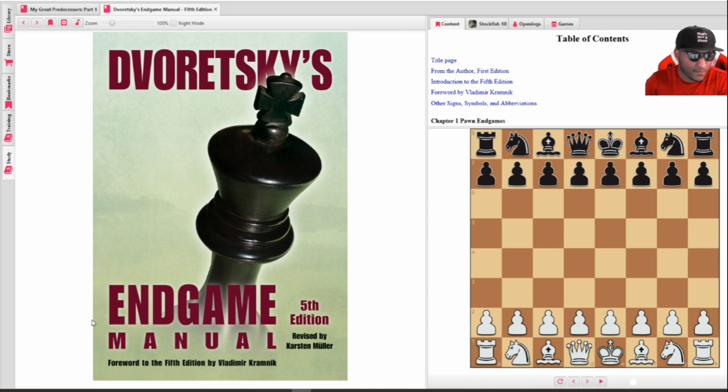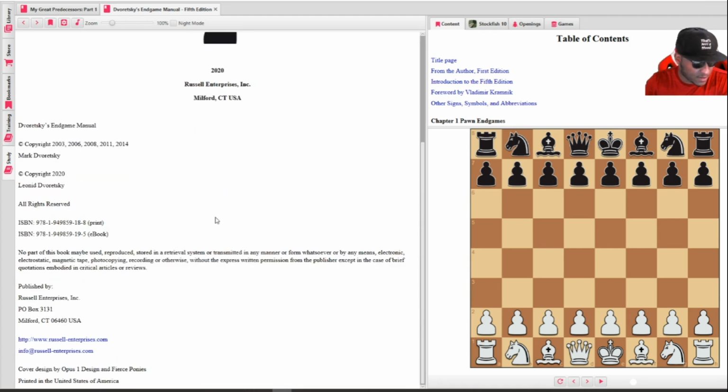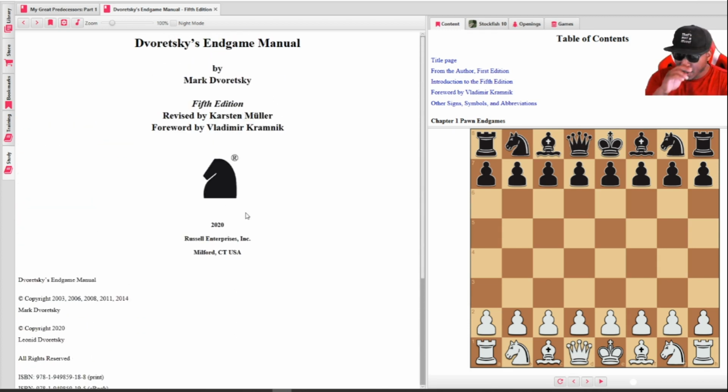So here we go. Dvoretsky's Endgame Manual, 5th edition. I'm using the Forward Chess app on my desktop computer right now. So let's see what happens here. Okay, title page. All right, here we go. Now, this is Mark Dvoretsky, of course. I think it came out this year, so copyright 2020, right? This is the brand new book, guys.